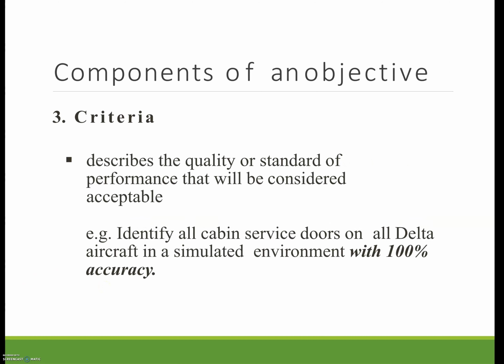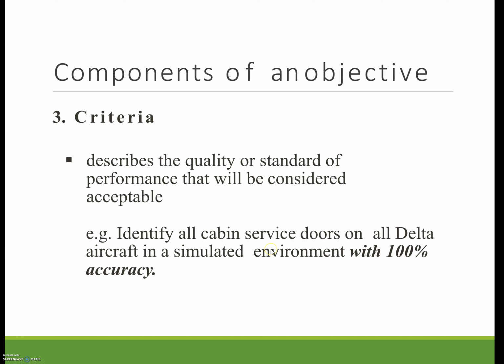And then last but not least is the criteria. So the third component of the performance objective is criteria. And this is really where we get into our measurement, right? This is how we're going to be able to determine whether or not that objective has been met. So the criteria describes the quality or standard of performance that will be considered acceptable, right? And so we're adding that last piece to our previous objective.